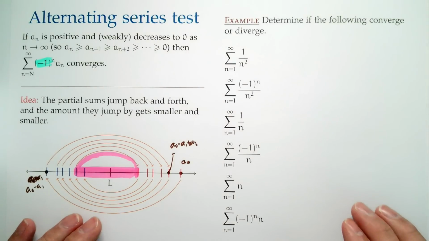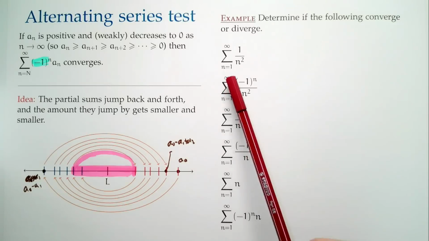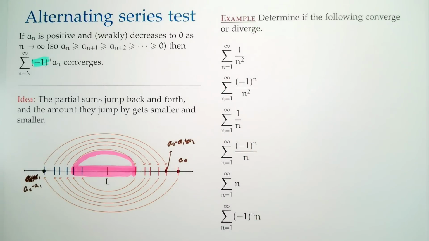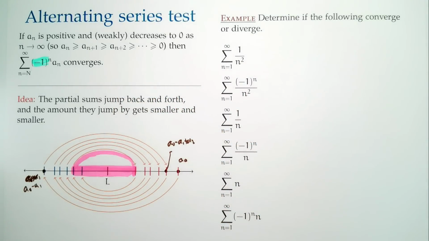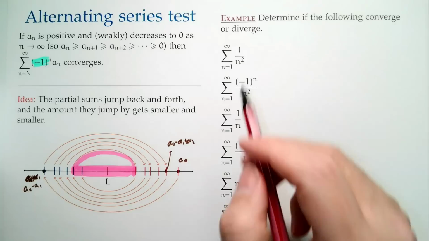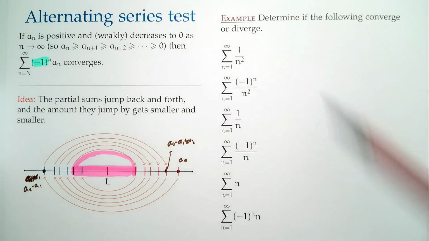Okay, so let's talk about the questions. Determine if the following converge or diverge. All right, well, 1 over n squared. Converge or diverge? Well, can we use the alternating series test? No, we can't. Why not? Well, notice there's no changing of the sign. So since there's no change in sign, it doesn't apply.